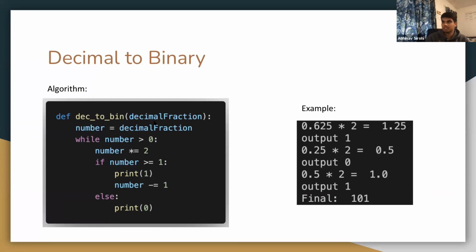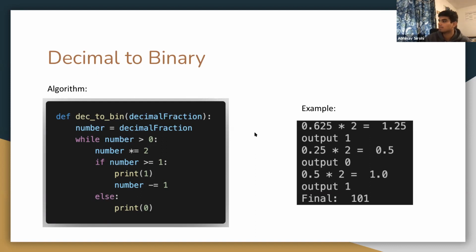Okay, yeah. So basically, let's say we have a decimal fraction, and while it's greater than 0, we multiply it by 2. If that number is greater than or equal to 1, we output a 1 and subtract 1 from the number. Otherwise, we output a 0.